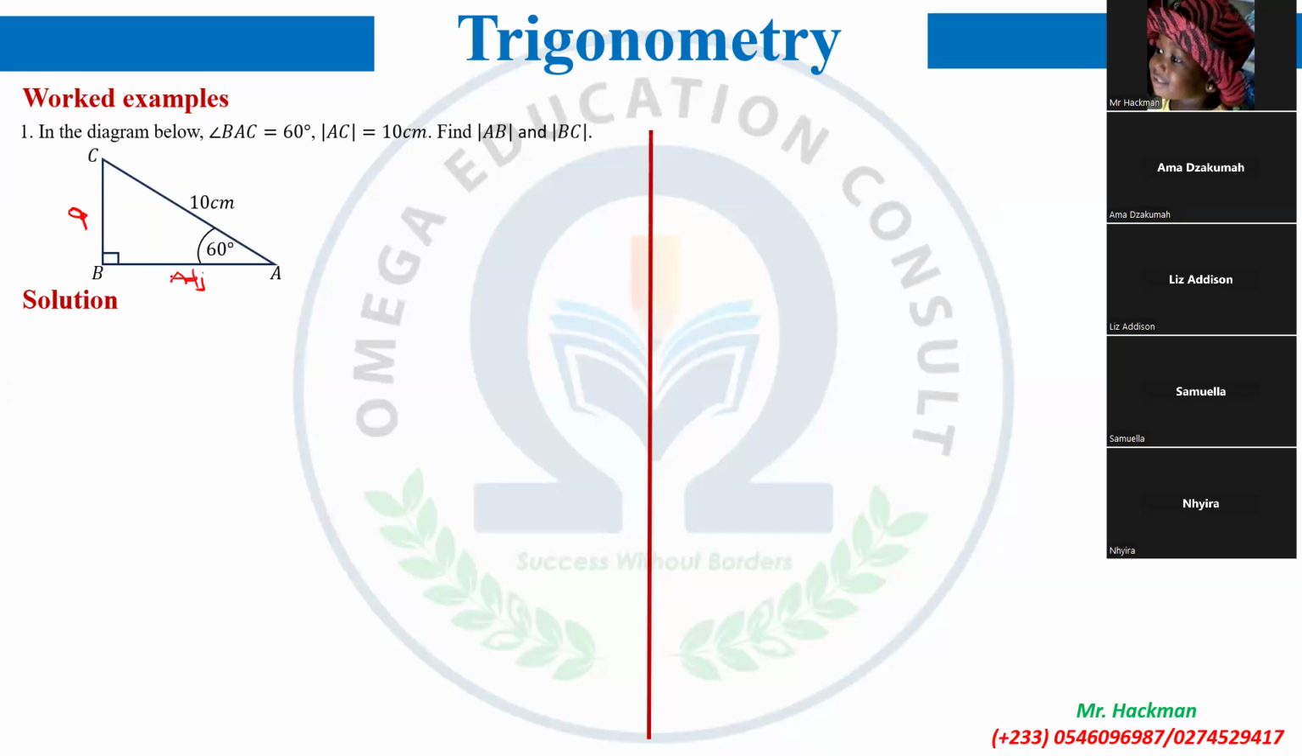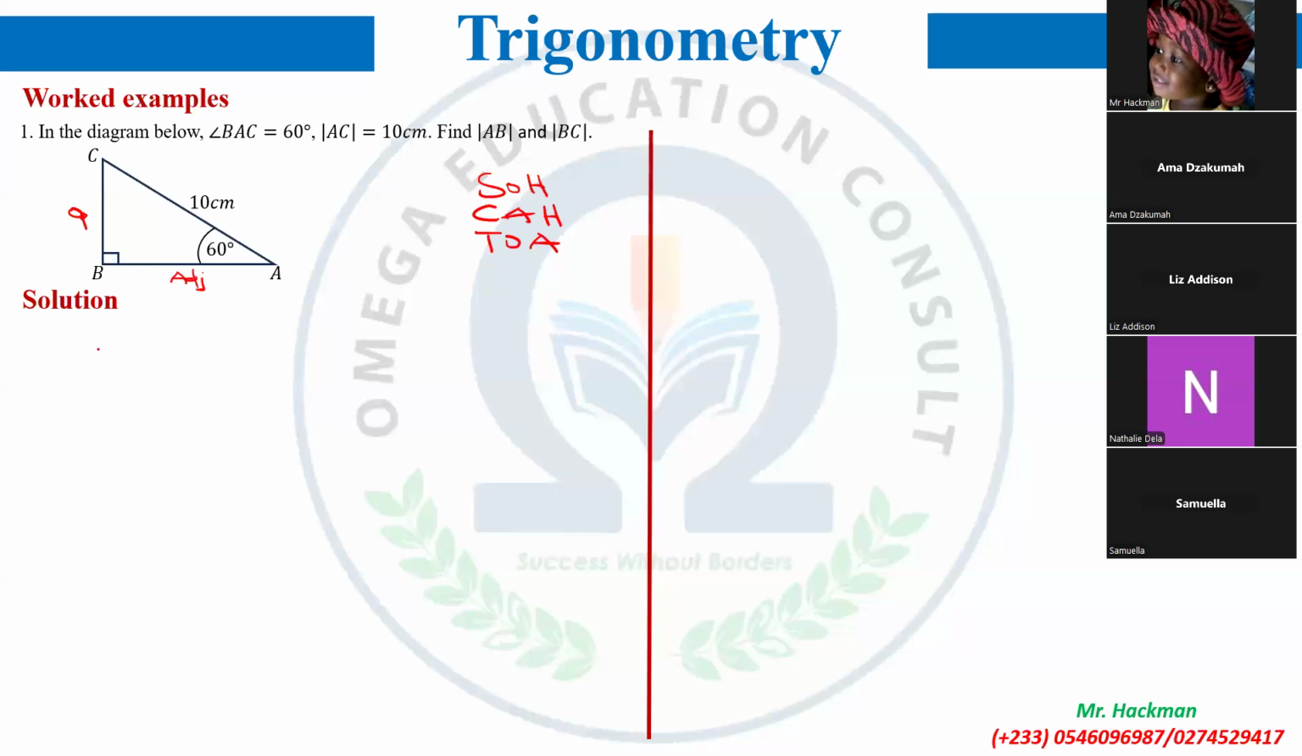Now you can see that you are looking for the adjacent. Meanwhile, you've been given the hypotenuse. Which trig ratio makes use of the adjacent and the hypotenuse? Go back to your mnemonics. Cosine. So you can see that cosine involves the adjacent and the hypotenuse. It means it will be convenient to find the length of AB using the cosine trig ratio.